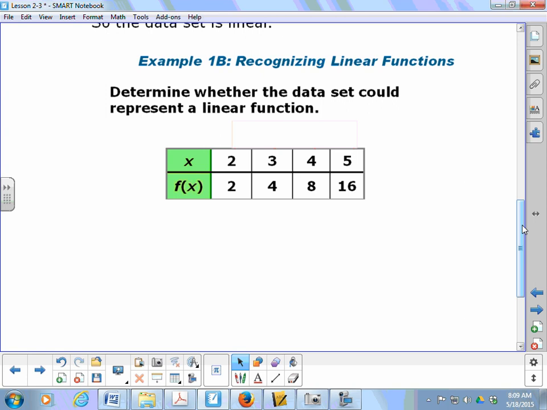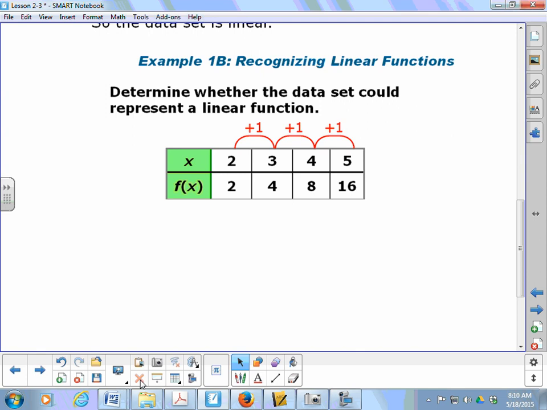All right, so first we look at the x values. Here we have 2, 3, 4, and 5. Each of those goes up by 1, so we're good there. Those change at a constant rate. Now we look at the values of f of x: 2, 4, 8, and 16.